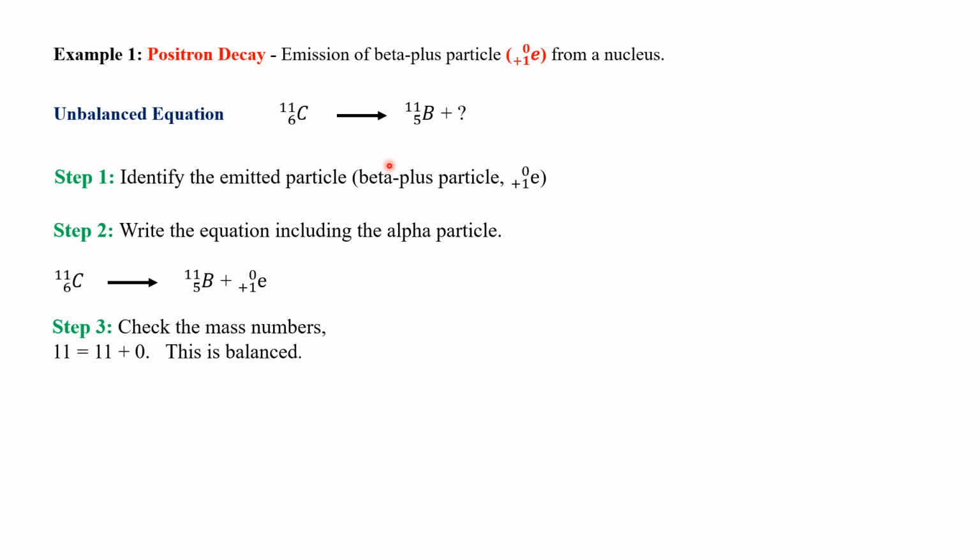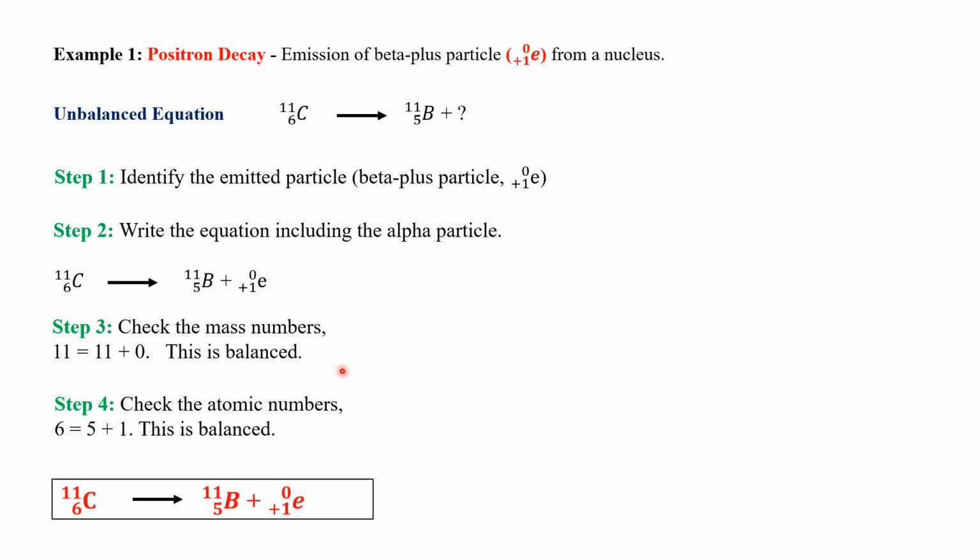If we check the mass numbers, the upper left number is 11 on the reactant side, and the product side is 11 plus there should be 0. And the atomic numbers are 6 and then 5 for boron, and there should be another 1. 5 plus 1 is equal to 6, the atomic number. So this is the balanced nuclear equation for positron emission.